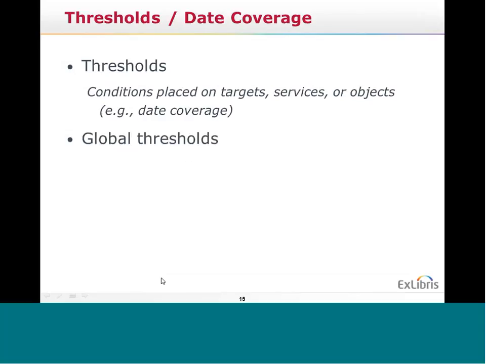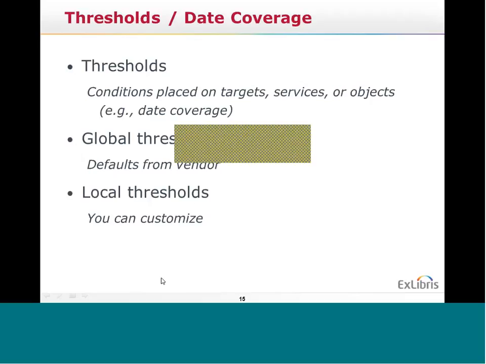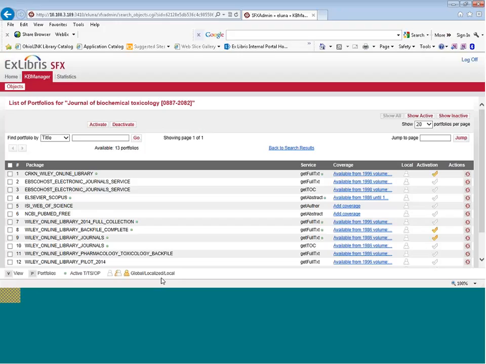Global thresholds are based on the standard packages supplied by the vendors. And typically, again, this means default coverage dates. If, however, your library's coverage is different from the default, you can customize these thresholds and make them local. Local thresholds will override the global ones without replacing them. So what this means is you can always remove the local threshold and the global one will become the default again. So let's go back to our SFX Admin Lite interface.